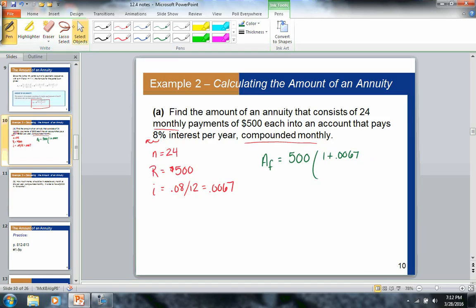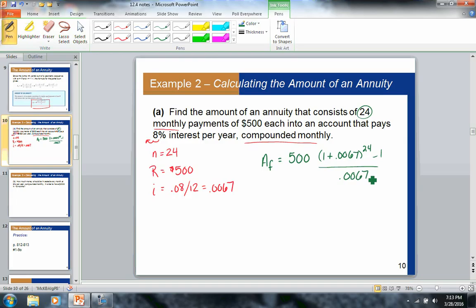Oh, and I was thinking that the whole fraction was in the parentheses, but it's just that little part there. So to the 24th power, because we've got 24 monthly payments. Okay, that's our number. And then we'll do minus 1 from there. And then that's all going to be divided by the 0.0067, divided by our interest again.